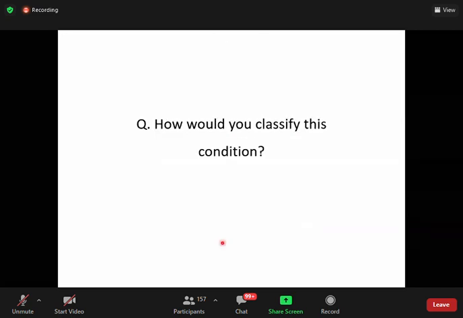Good. How would you classify? Okay, everybody's been writing that. Superficial fungal infection. That's very good. Hypopigmented. Tinea corporis? No, this is tinea versicolor. Basically, yeah, tinea versicolor. So how would you classify this? It's a superficial mycosis, yeah.